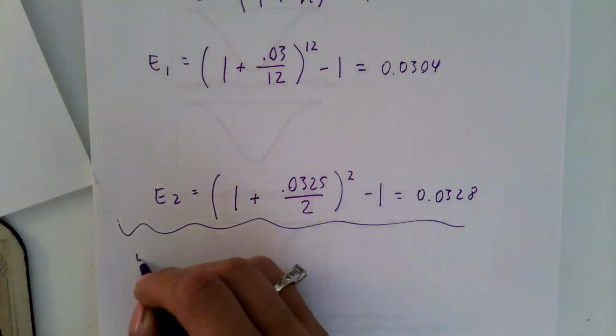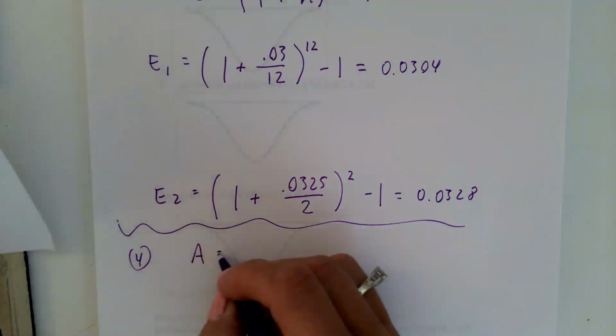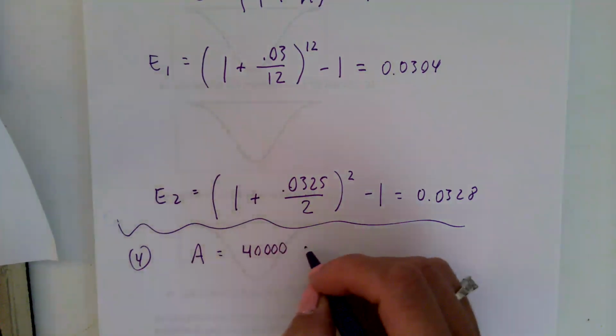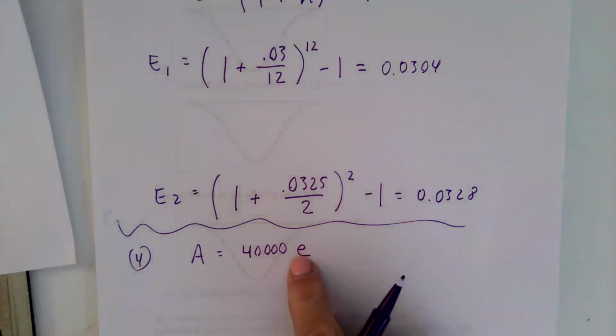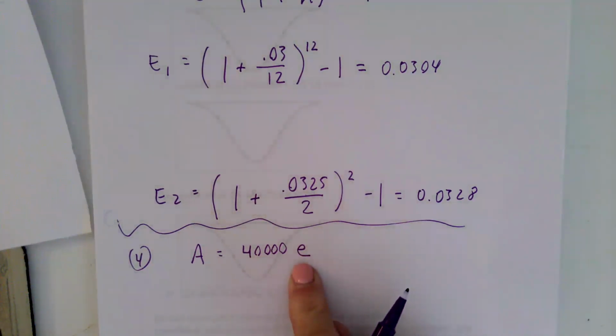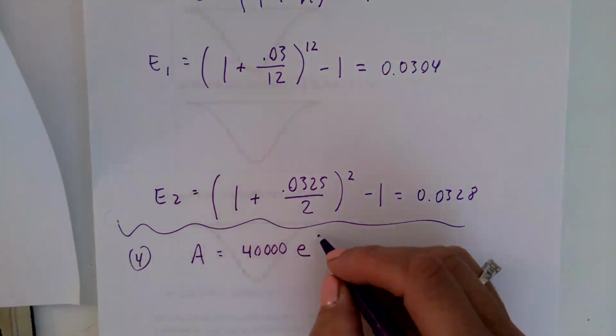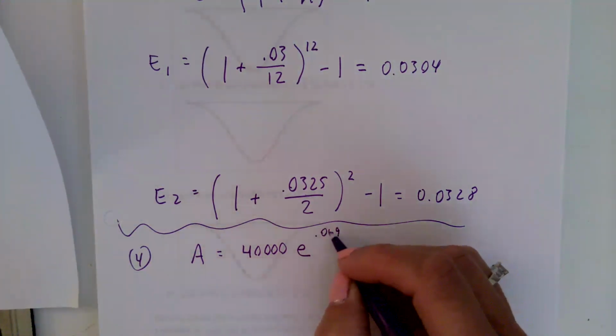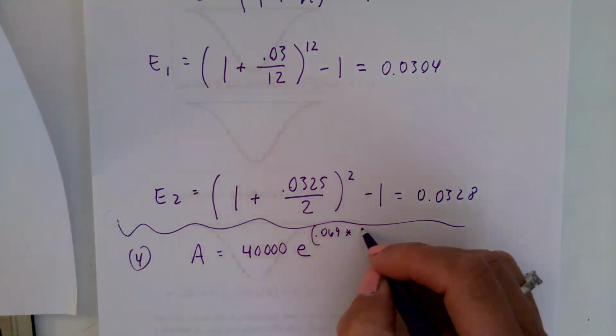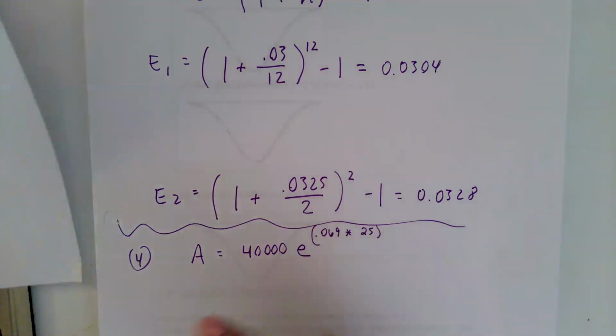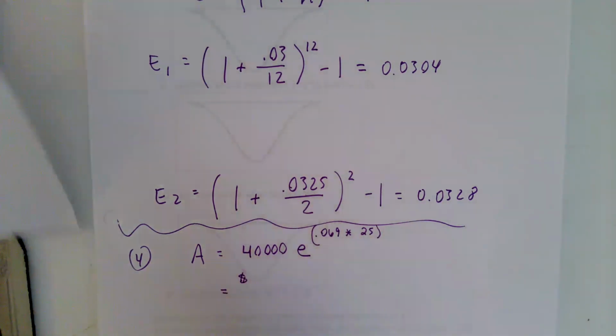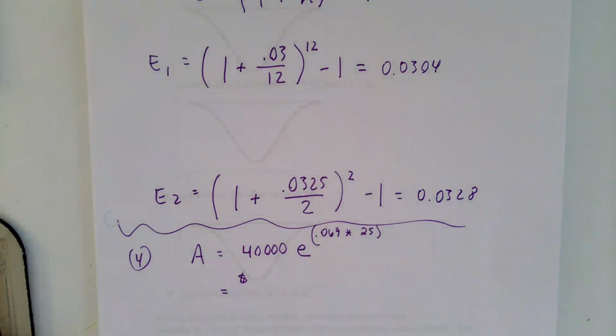So A is going to equal 40,000. And then E, when you type E in Desmos, it knows to use that approximation of 2.718. And then the rate was 0.069. And we're going to multiply that times the 25 years. So let's go ahead and move to Desmos and calculate that.